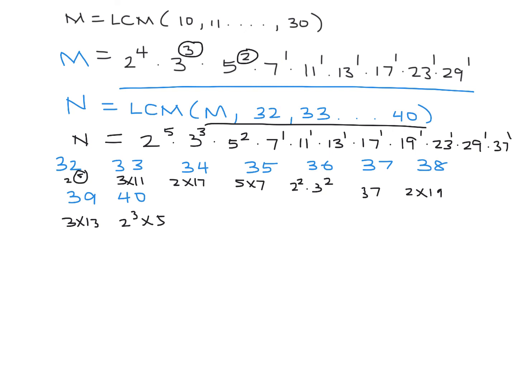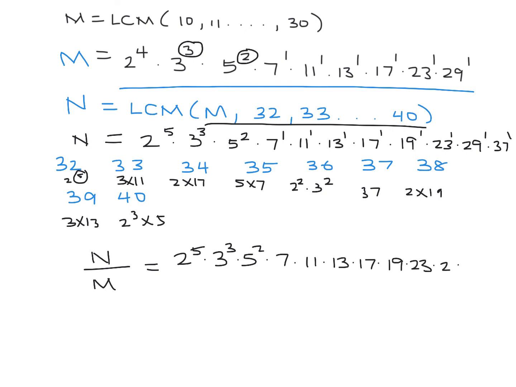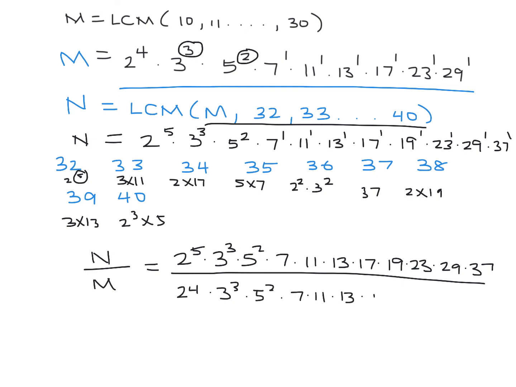Yeah. Okay, so now that we have painfully figured out n and m, let's put them on top of each other. So n is 2 to the power of 5, 3 to the power of 3, 5 to the power of 2, 7, 11, 13, 17, 19, 23, 29, and 37. Now m is 2 to the power of 4, 3 to the power of 3, 5 to the power of 2, 7, 11, 13, 17, 19, 23, and 29.